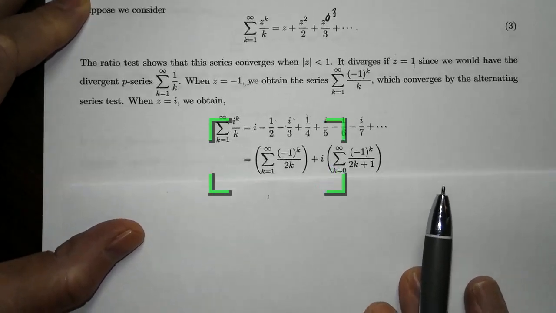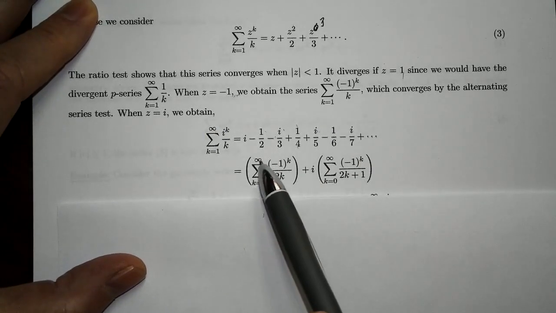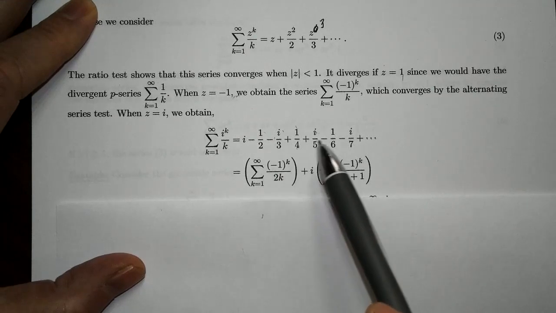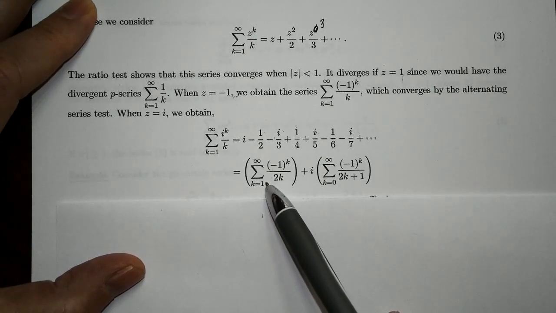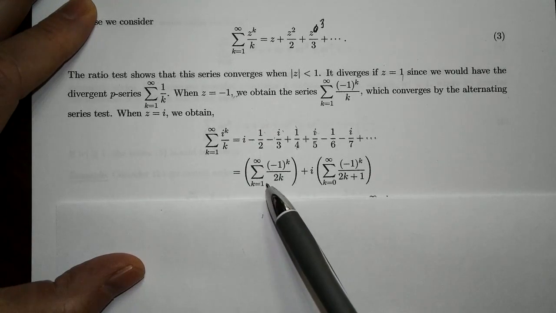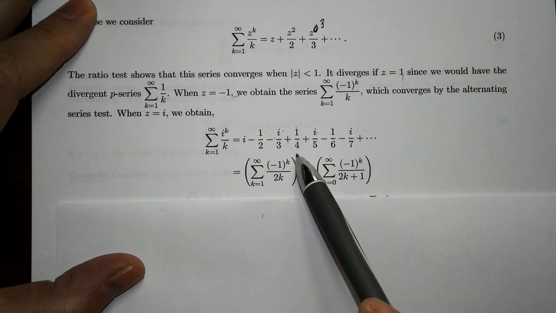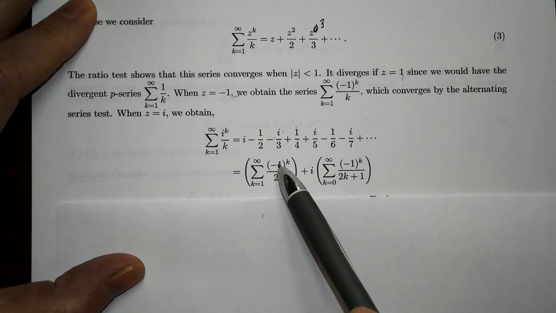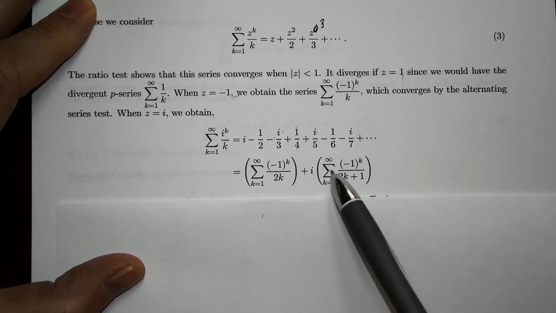We could rearrange this series to look like the following. We could collect all the terms without i and put them in here, and collect all the terms with i and put them in here. So let's just verify this. If k is 1, we'd have minus 1 over 2. If k is 2, we'd have minus 1 squared over 4, that's 1/4. If k is 3, we'd have minus 1 to the third, which is minus 1 over 6. So this series accounts for that term, that term, that term, and so on.